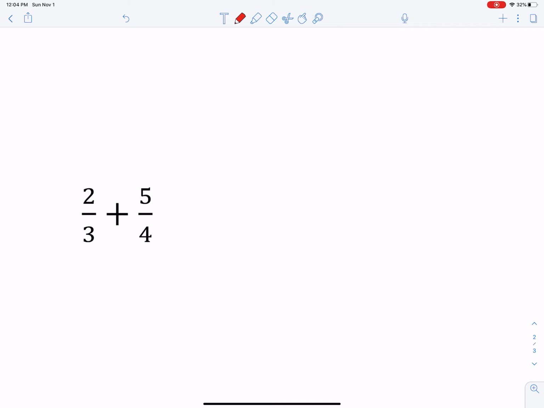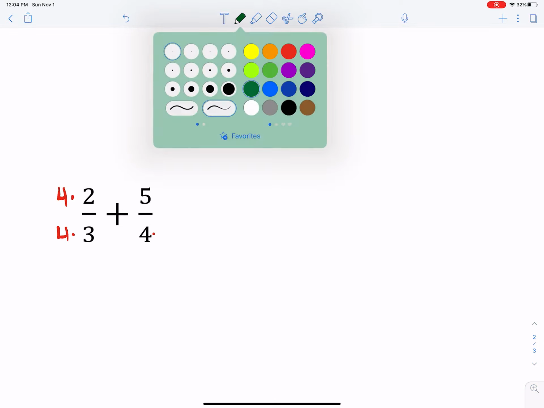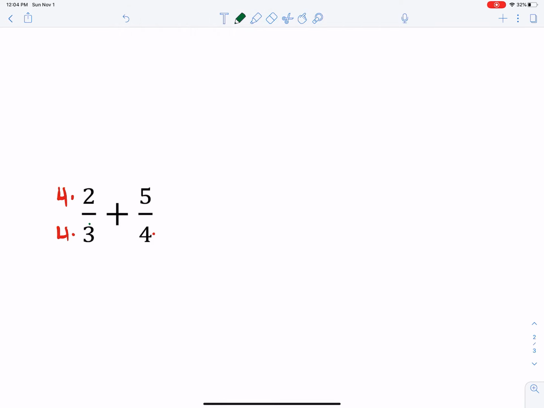So for example, in this problem, 2/3 plus 5/4, I'm going to multiply the 2 and the 3 both by 4. So I multiply 4 by each one of those. For the 5/4, I'm going to multiply each of those by 3. You multiply the top and bottom of each fraction by whatever's on the bottom of the other fraction.